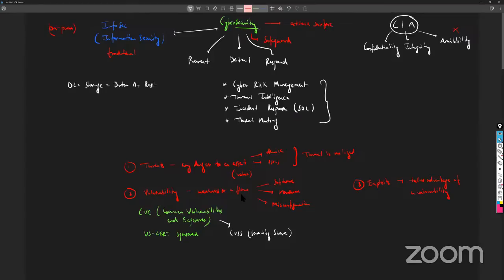Again, I come back to the example of CrowdStrike. If they failed to test that piece of update properly before it came out, it had a vulnerability which affected a lot of devices. Another piece of information here is something that we call a zero-day exploit.